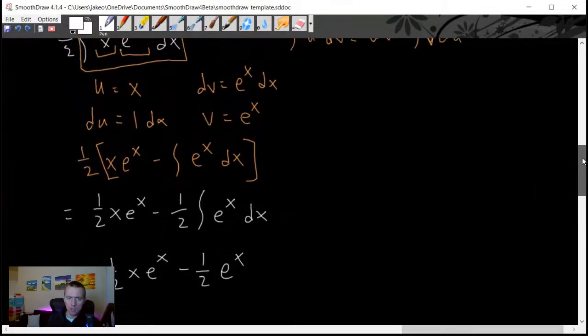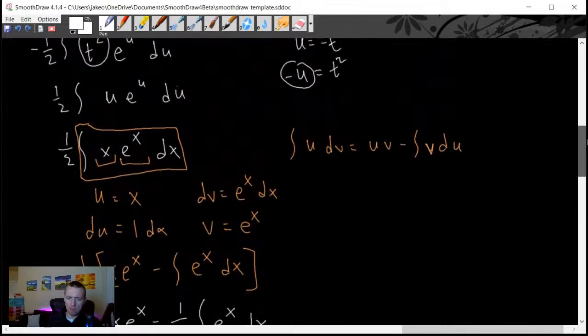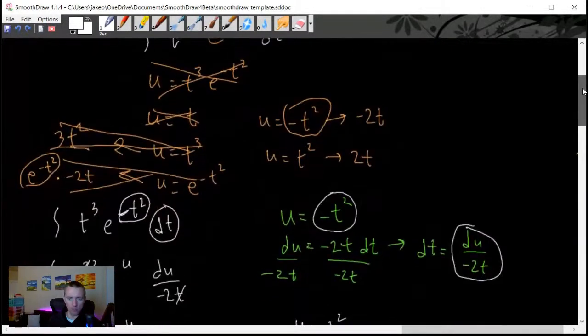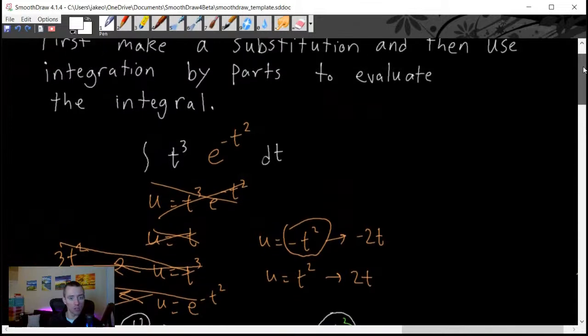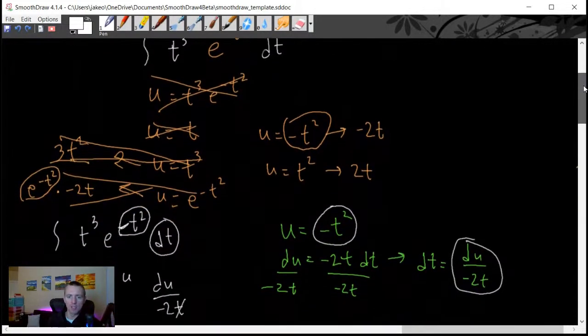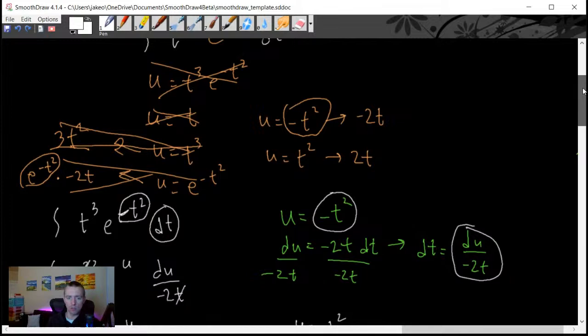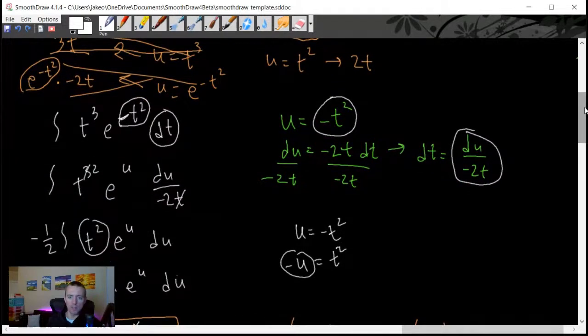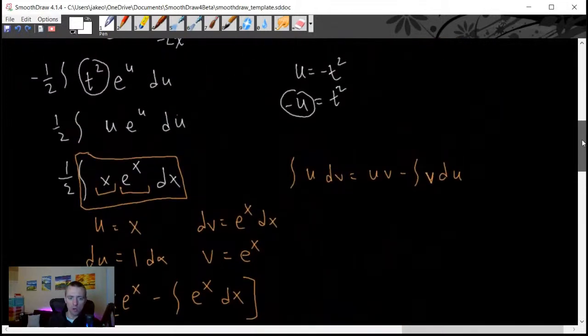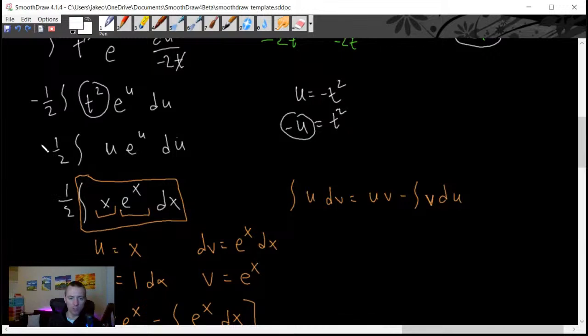Because remember, we did a substitution, which we have not undone yet. So the last step of u-substitution is to then undo your substitution, right? We decided that u equals negative t squared, but now we need to undo that. And this is kind of a weird situation because right here, I switched from u to x.